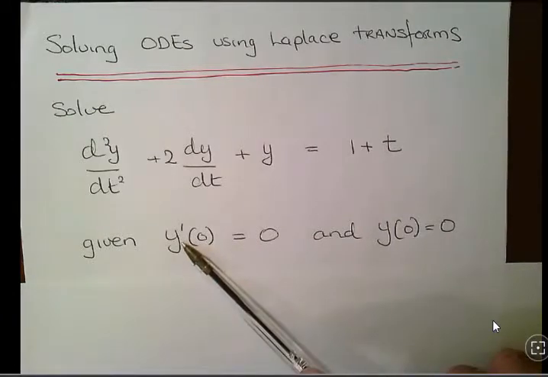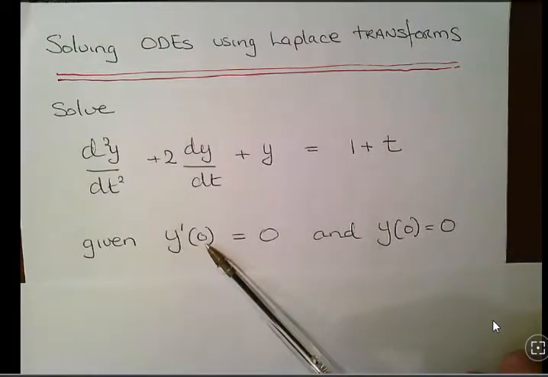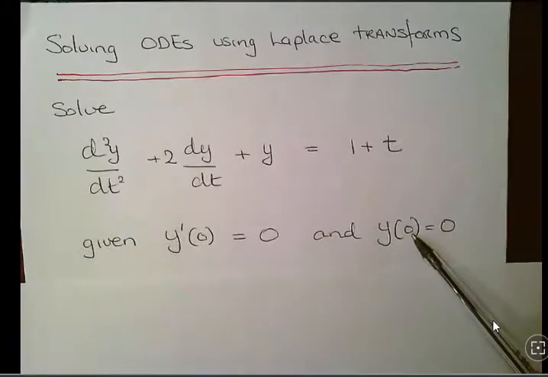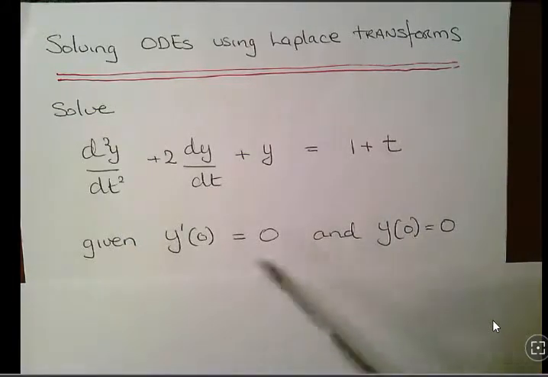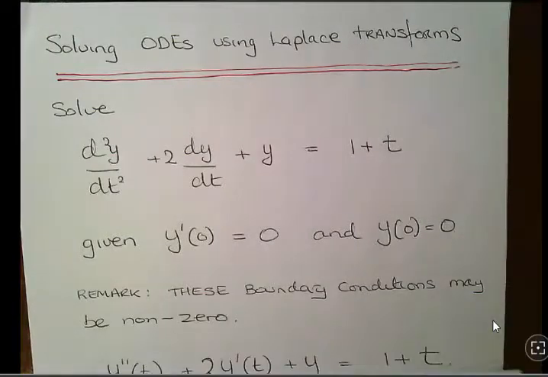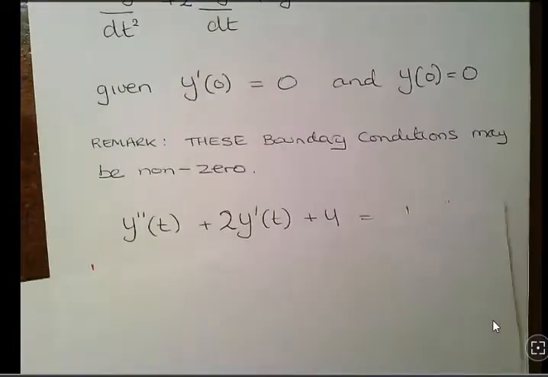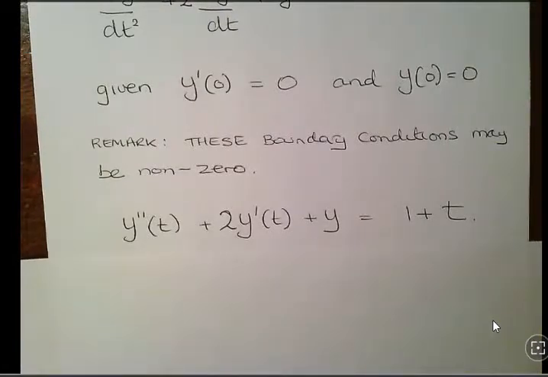The derivative of y(0) is equal to 0 and y(0) is equal to 0. Essentially we're mixing up our notation here, so what I'm going to do is re-express the whole thing in terms of the notation that is consistent in the Laplace transform tables that I use.